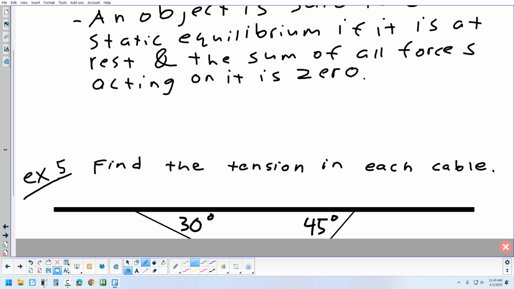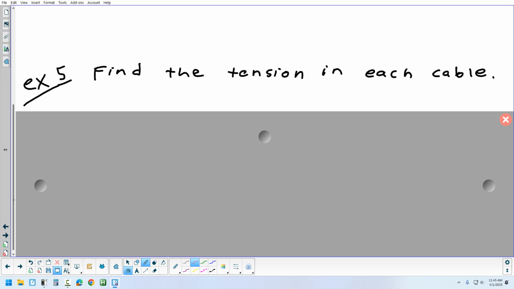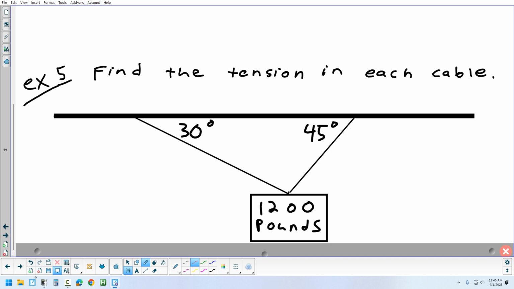So what we want to do is look at a problem, and we're basically going to find the tension in two cables supporting an object. Now, first thing to understand is the tension in the cables can be more than the object weighs. How can that happen? Well, imagine you had a rope that weighed like 20 pounds, and you use it to do a tug of war.